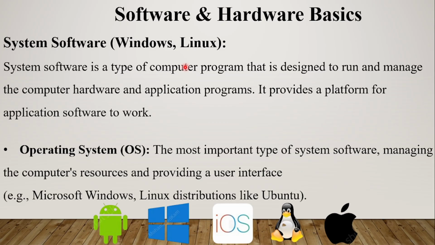Now let's focus on system software. System software is the base layer of software that manages hardware and other programs. The most important system software is the operating system, like Windows and Linux. It controls memory, processes and all input-output devices. It also provides the interface that we use to interact with the computer. Without an OS, your computer would be just a piece of hardware with no instructions.